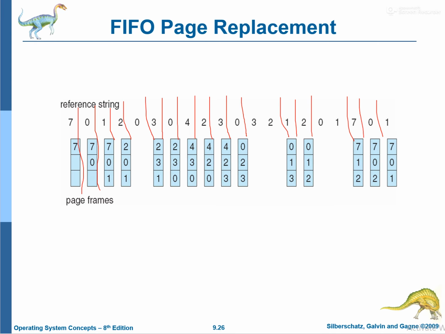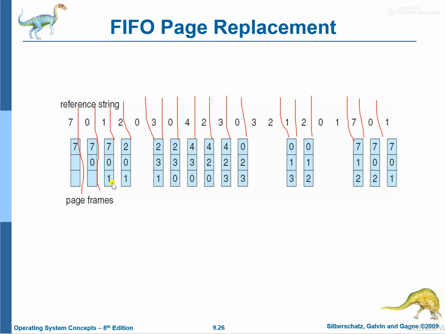Here in this slide we have another example of first in first out page replacement with a different reference string. This is the reference string and these are our page frames. Initially we assume all 3 frames are empty. The first page fault occurs for 7, which is brought into memory, then for 0, so 0 is brought into memory, then for 1, so 1 is brought into memory, and now our main memory is full.